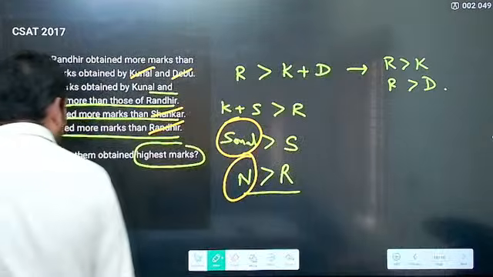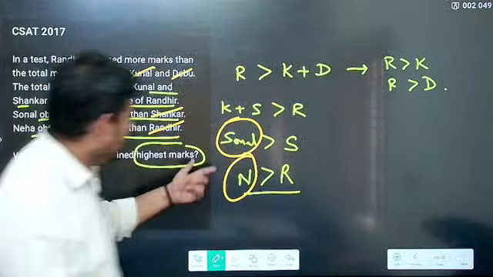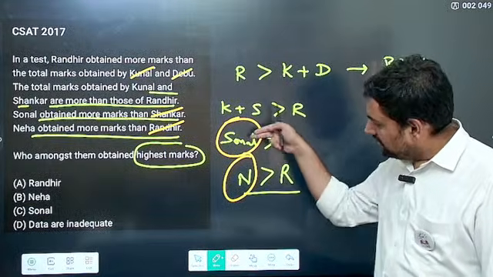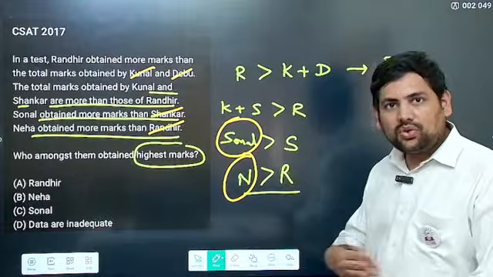Yes. So is there any relation between Neha and Sonal? Do you see any relation anywhere that they are related? No. This is Shankar. So this is Sonal. This is Neha. They are in no way related.